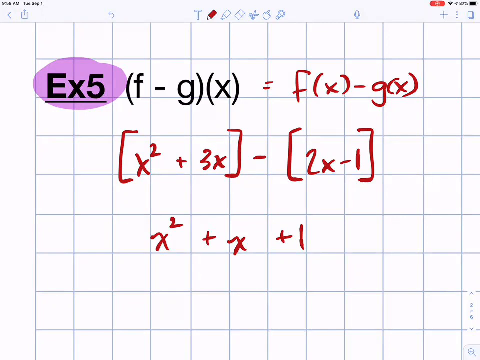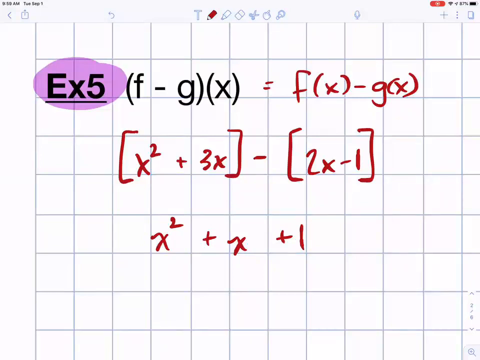Now, okay, what are the 2 questions on domain? Because my directions said not only should I find the new function, but that I should also find the domain. So what's the first question on domain? Is there a denominator with a variable? English version, you got a letter on bottom? No. Okay, so I don't have to worry about that one.